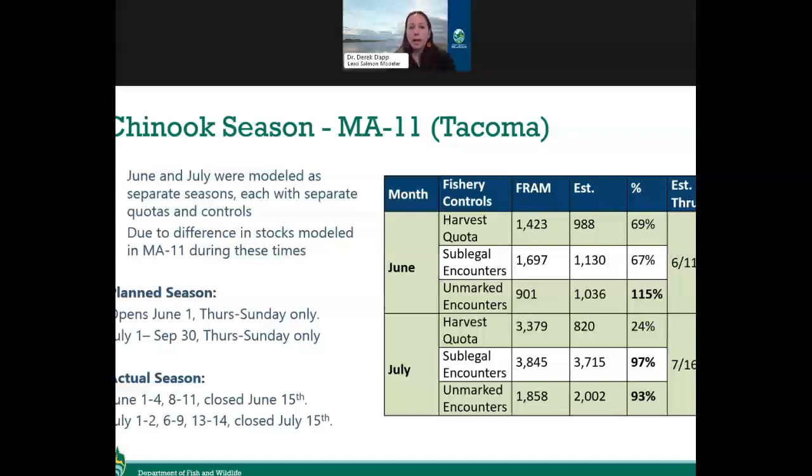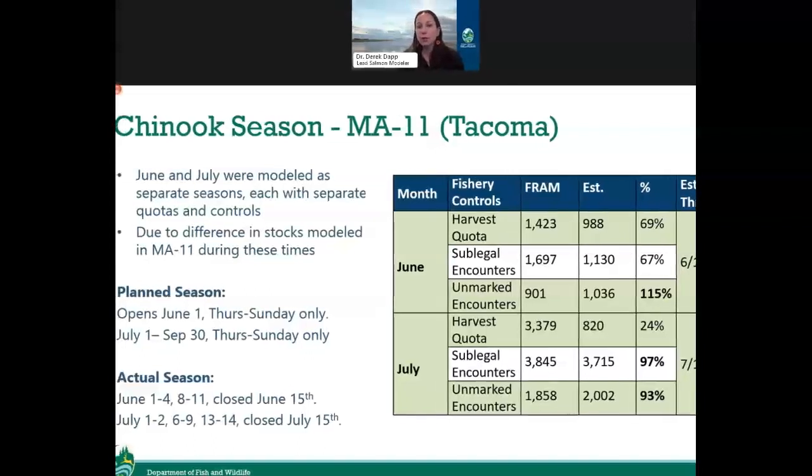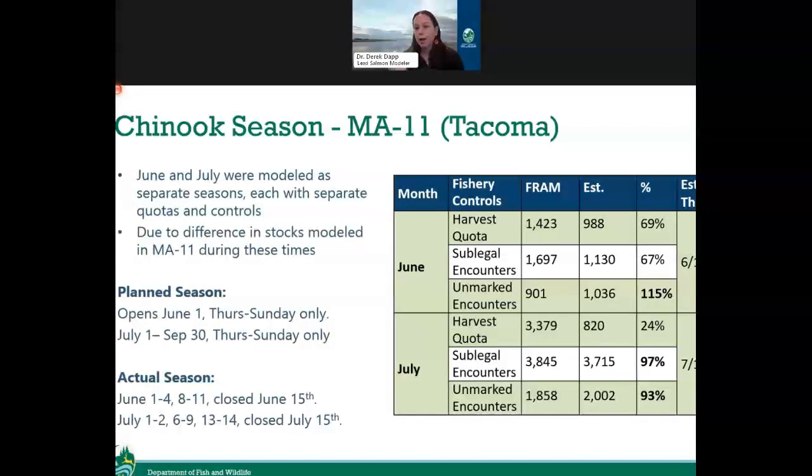So we did have two separate seasons modeled for this: one for the period of time in June, and then from July basically through when the fishery was planned to end, at the end of September. This is basically due to the difference in the stocks that are modeled for in this area at these times. There's a different stock composition, based on the modeling that we have and coded wire tag recoveries, for the portion of time in June and the portion from July through September. So that's why these are modeled as two separate seasons with two separate quotas.